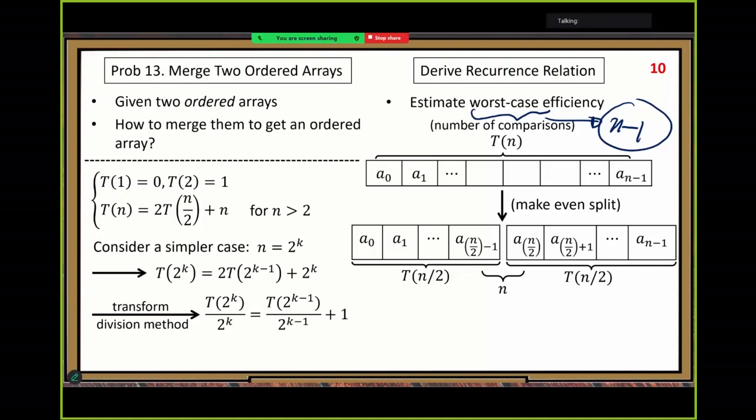This new representation has some special property that we can take advantage of. So what's the special property? Look at the two fractions, left-hand side and right-hand side. They have a similar structure. The only difference is the exponent, which changes from k minus 1 to k. Other than the exponent numbers, they are the same.